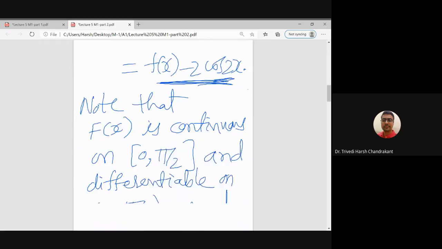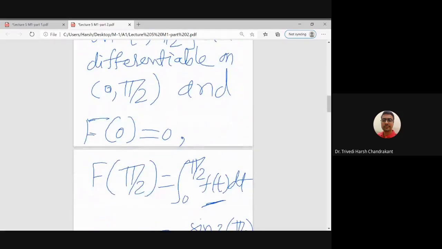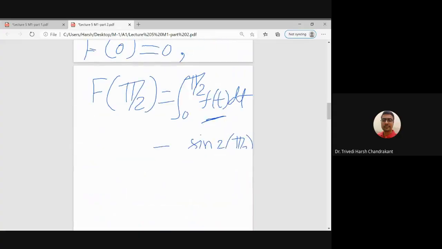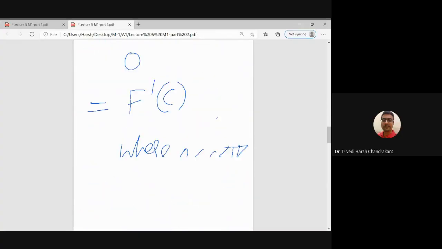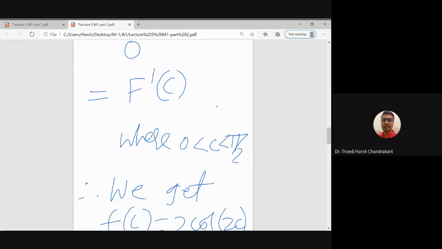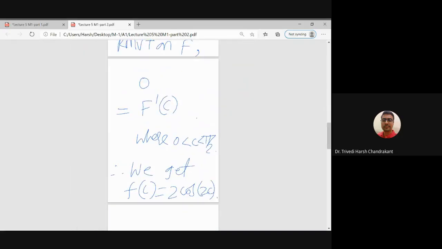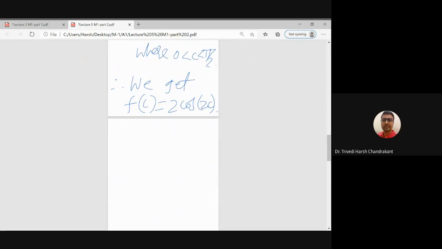So then we apply the mean value theorem, because capital F of 0 is capital F of pi by 2, and the function is continuous on the closed interval and differentiable on the open interval. So by applying Rolle's mean value theorem, we get that there exists a point c in the interval 0 to pi by 2 such that f of c is equal to 2 cosine 2 times c.